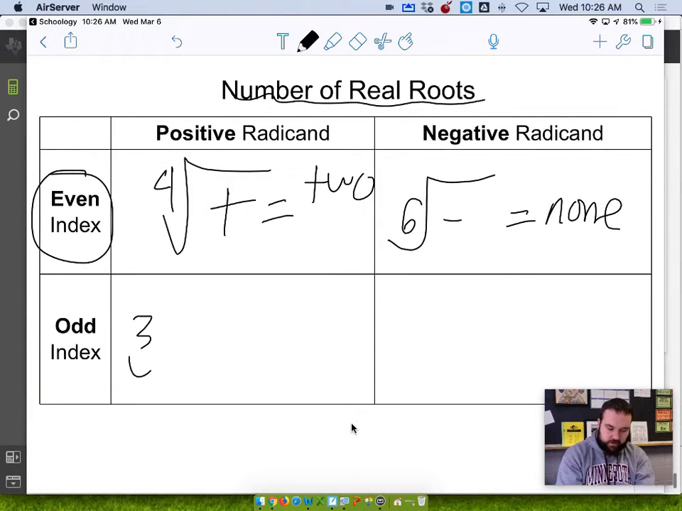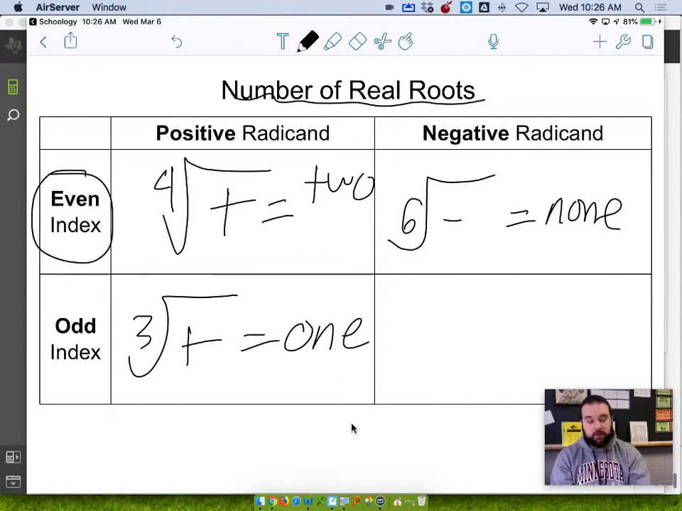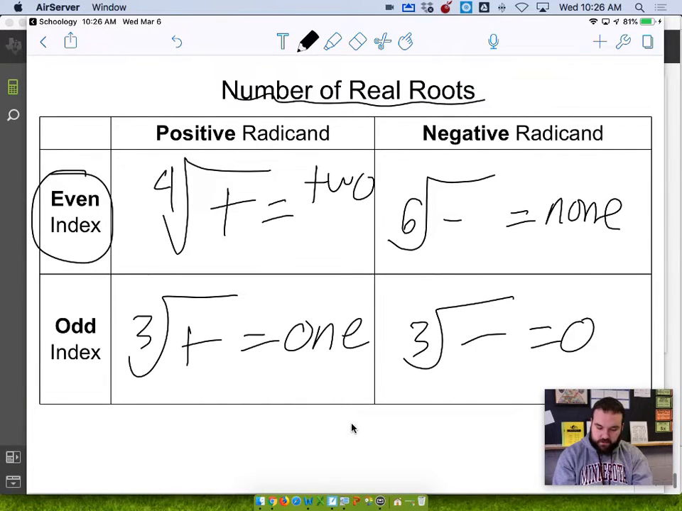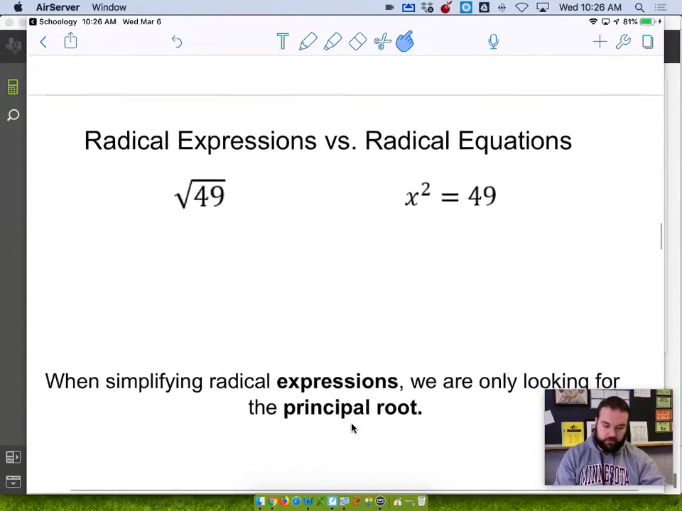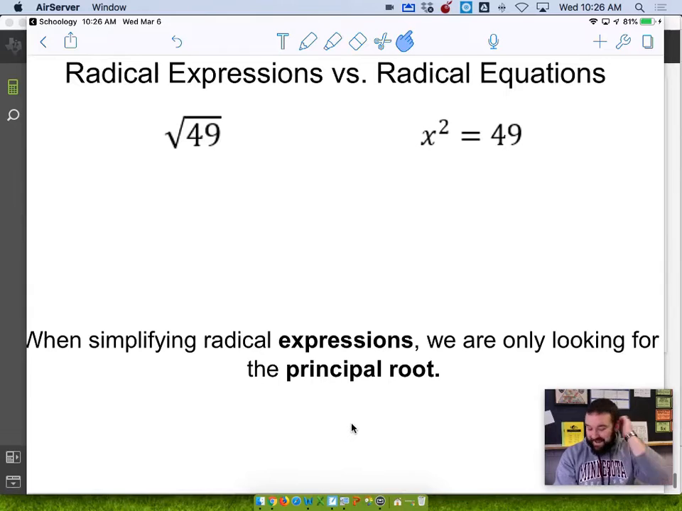If I take the third root of a positive, that has 1 third root, and the same thing goes for negative numbers. There is 1 third root for each of those. And I could change this. The same holds true if this were a fifth root or a seventh root or whatever. So if your index is even, then it depends on the situation. If the index is odd, it's always 1 real root. So this is an important distinction in math.